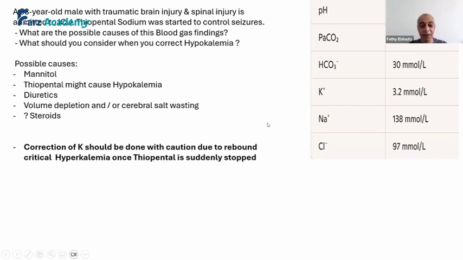And as mentioned by Bilal, correction of potassium should be done with caution due to rebound critical hyperkalemia once thiopental is suddenly stopped. Because thiopental is usually stopped abruptly, unlike propofol or midazolam, which we wean gradually. We stop the thiopental abruptly, so it might cause rebound hyperkalemia. Okay? This is a very common question in the CBS exam.